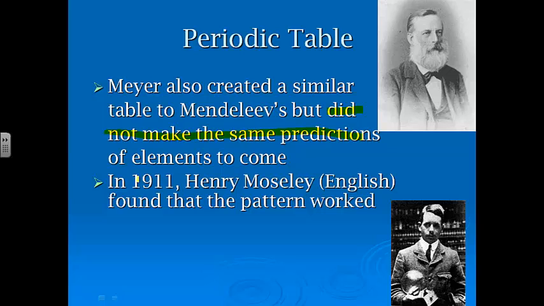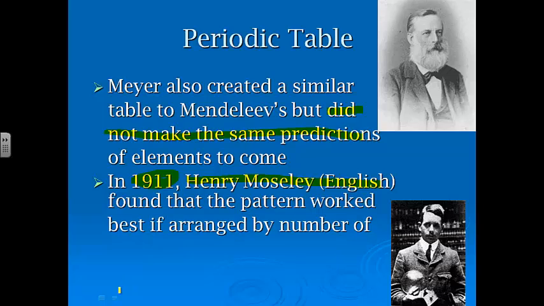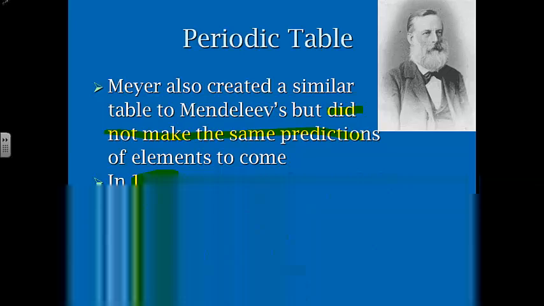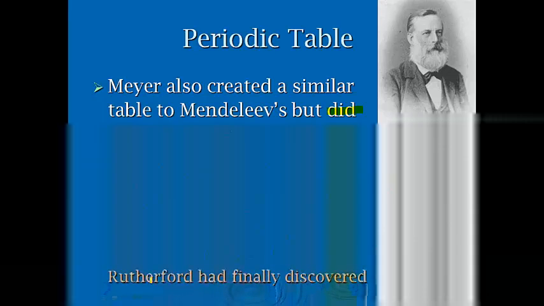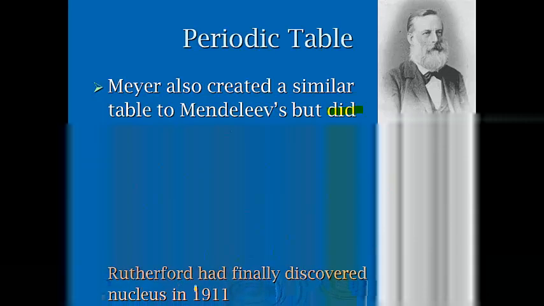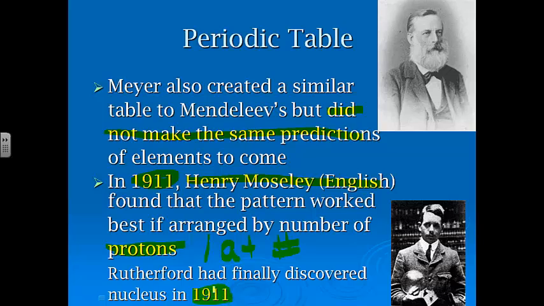Now, the next guy that's important is Henry Moseley, in 1911. He updated it and said the pattern actually worked best if you arranged it by the number of protons, or the atomic number. If you look at the periodic table closely enough, there are a few reversals where a heavier element, with a larger average atomic mass, comes first, but the number of protons is what we use now. And that's mostly because Rutherford had finally discovered the nucleus in 1911. So once we discovered the nucleus and protons, Moseley just kind of rearranged it.